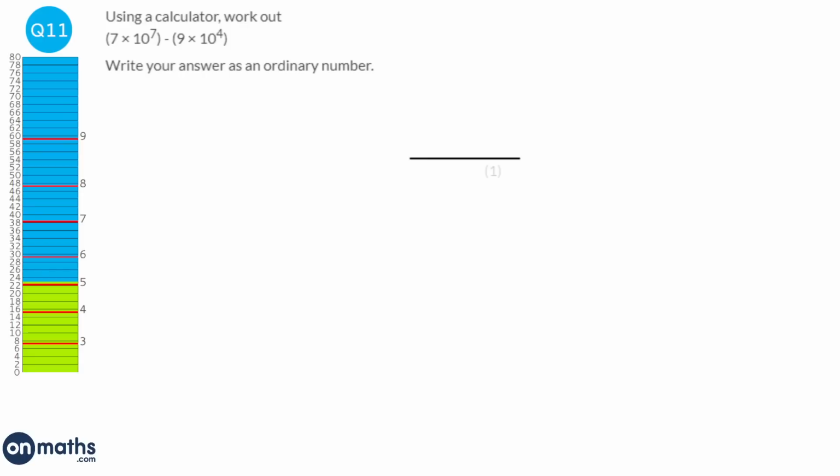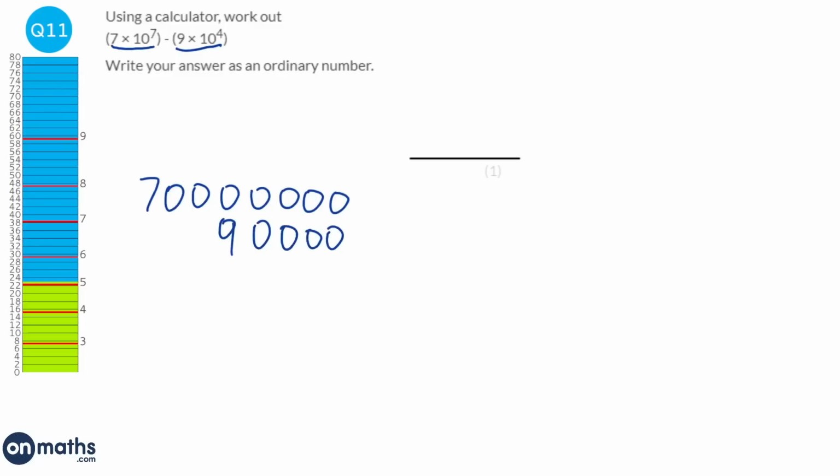So the only way of answering this question is to work out what these are as ordinary numbers. And so 7 times 10 to the power of 7 would be 7, 1, 2, 3, 4, 5, 6, 7. And 9 times 10 to the power of 4 would be 90,000, so that would be 9, 0, 0, 0, 0. And so we're just subtracting them like that. And so we'll get 6, 9, 9, 1, 0, 0, 0, 0.